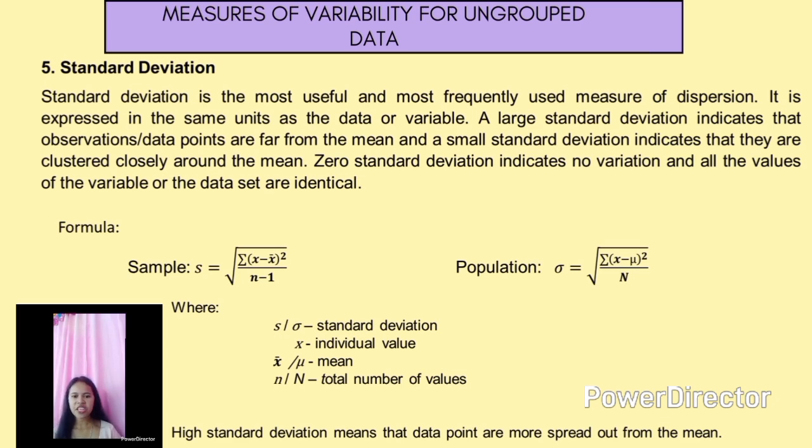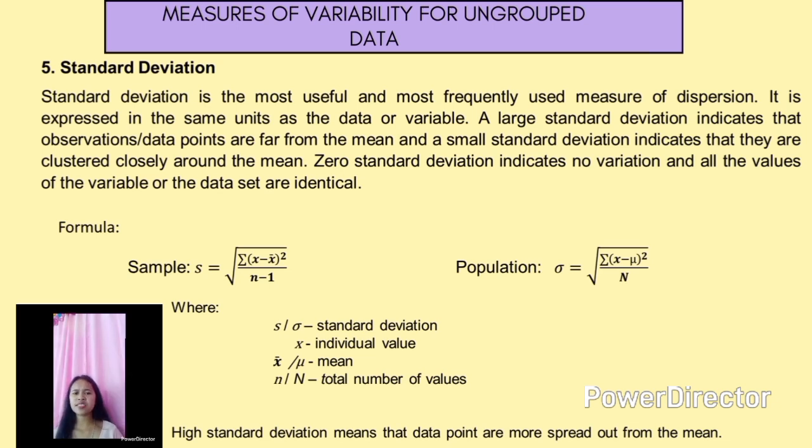And for the population standard deviation, if you have the data from the entire population, you may use the population standard deviation, which is the square root of the population variance. So just the square root of population variance, and also for the sample, just the square root of sample variance, where S and sigma is the standard deviation, X is the individual value, X bar and mu is the mean, and capital N is the total number of values.